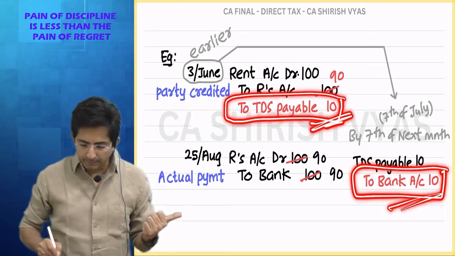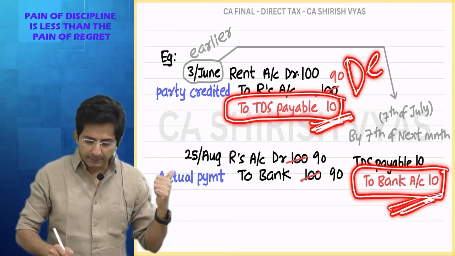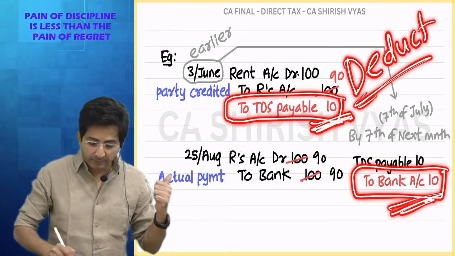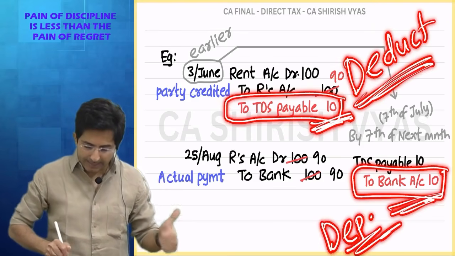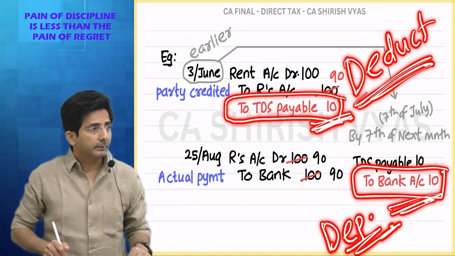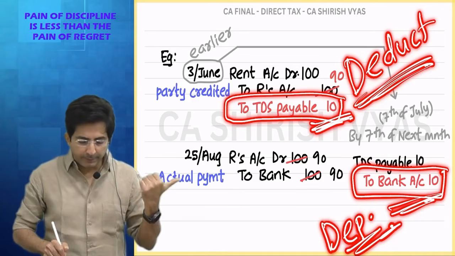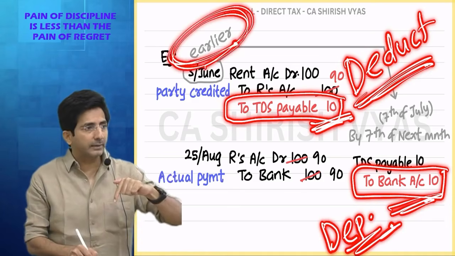Use of my red color has some intention. Tell me here what I am trying to say. TDS is deducted. And here to bank means deposited. So I explained when to deduct, when to deposit. When to deduct, whichever is earlier. When to deposit, 7th of next month.